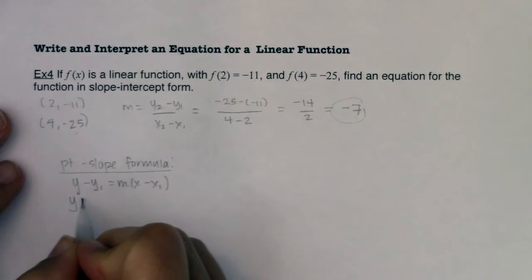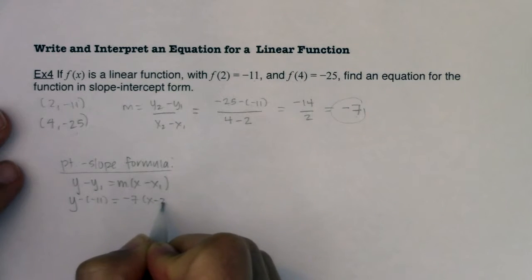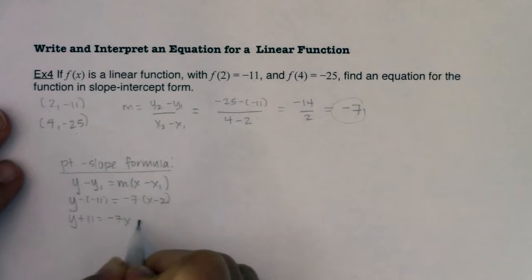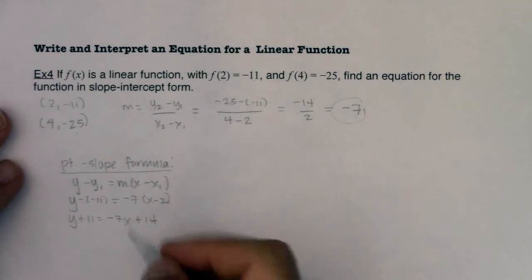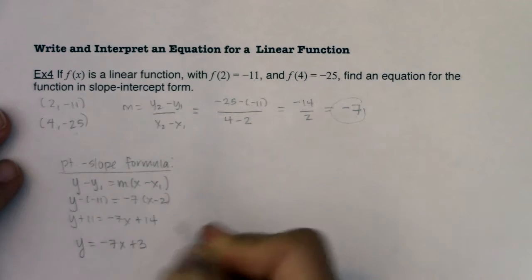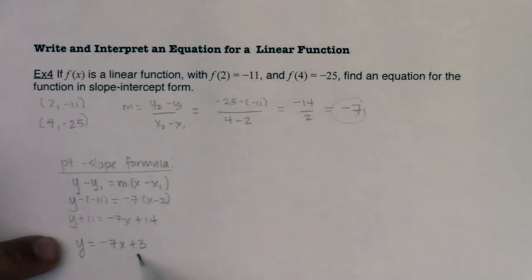So I'm going to do y minus negative 11 equaling negative 7 times x minus 2. This is going to be y plus 11 equaling negative 7x plus 14. Then I'm going to subtract the 11 over, and I will ultimately have negative 7x plus 3. So you see, I started in point-slope form, but I ended in slope-intercept form. There's my slope of negative 7 and my y-intercept of 0, 3. So there's my answer, and that's one way to do it.